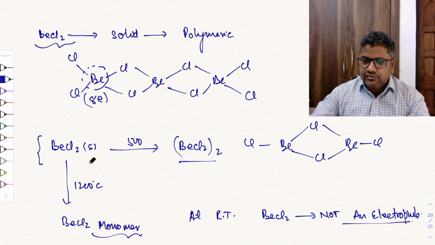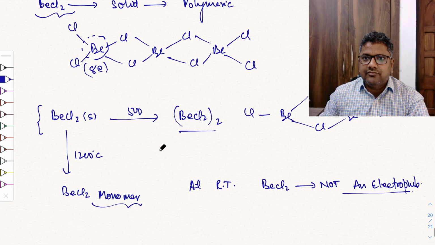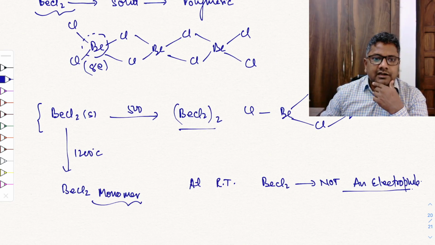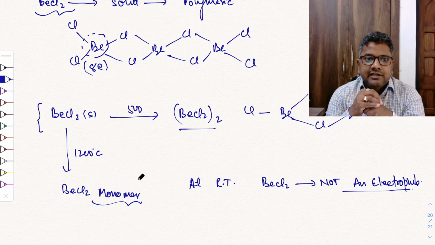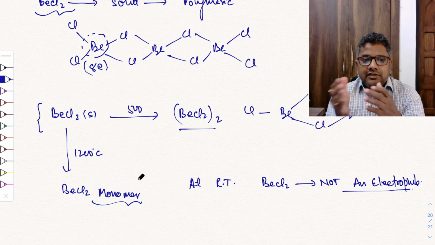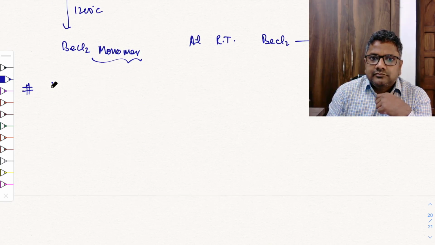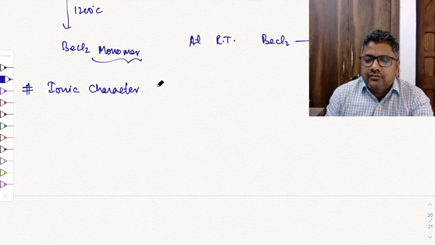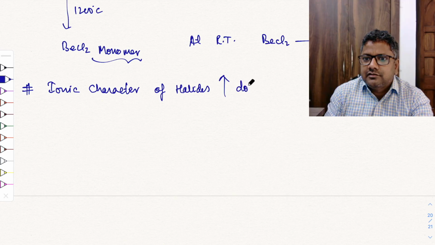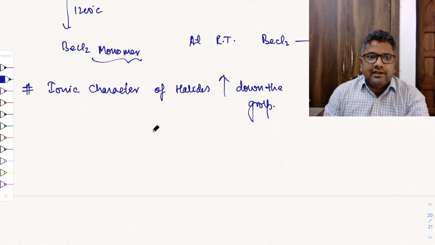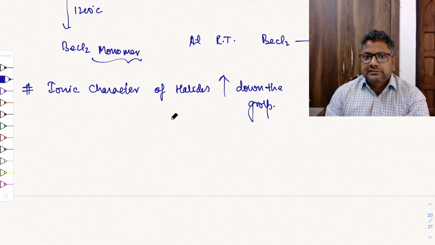Okay. So this is a little bit about halides of this group, and the rest of the halides are ionic, means halides of magnesium and barium all have ionic halides, and the ionic character of halides increases down the group, right? So from top to bottom, what increases? The ionic character. Clear? Okay.